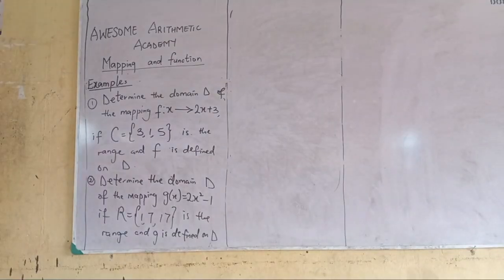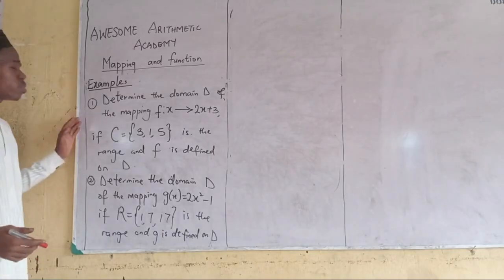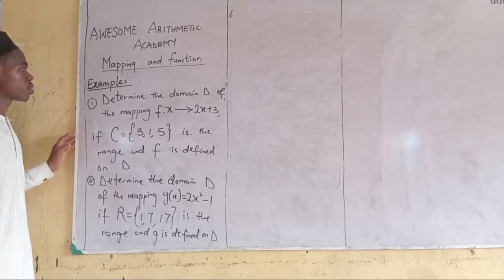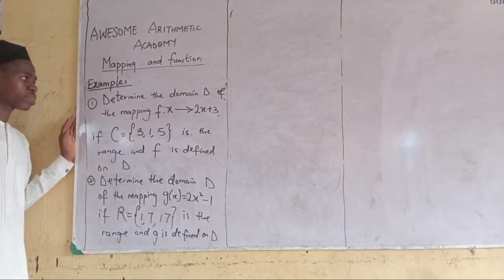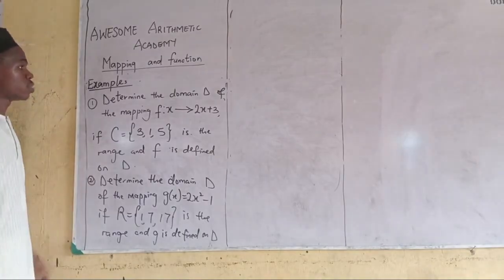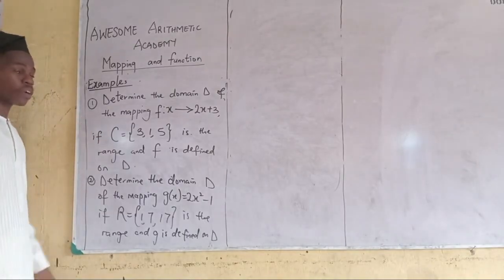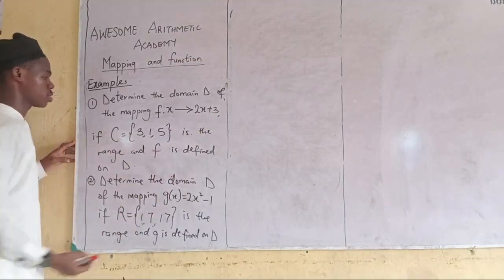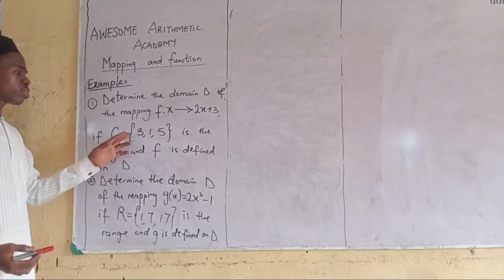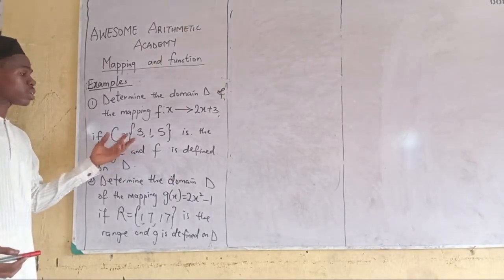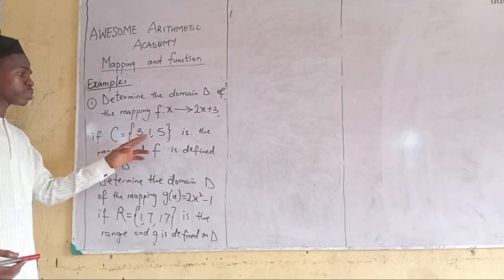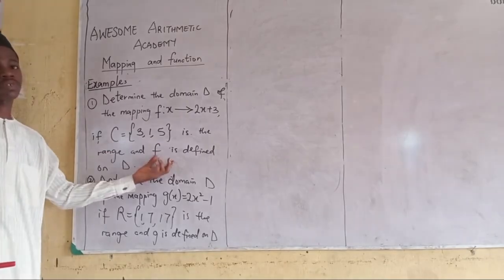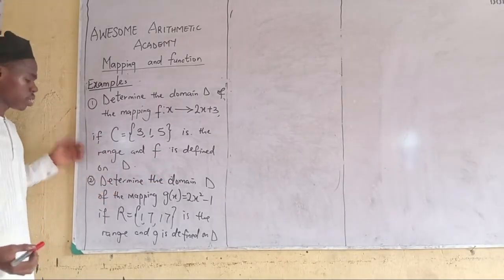Hi, welcome back. Today we are going to be solving some examples under mapping and function. The first example says determine the domain D of the mapping f of x, which is the function 2x plus 3, if c equals 3, c is a set which is having elements 3, 1, and 5, and this set is the range of the function which is defined on D.